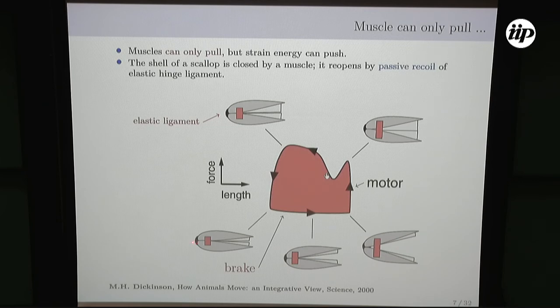Because you have here an elastic hinge, so it stores a lot of elastic energy. And so when the muscle releases, when the force in the muscle decreases, you recover the initial position using the elastic energy that has been stored. And here you know that the muscle is a motor, and here is the brake. And it is not symmetric, this phase with respect to the other one, because you need this asymmetry in order to swim. So when you close, the movement is different with respect to the movement that you have when you open the shell.